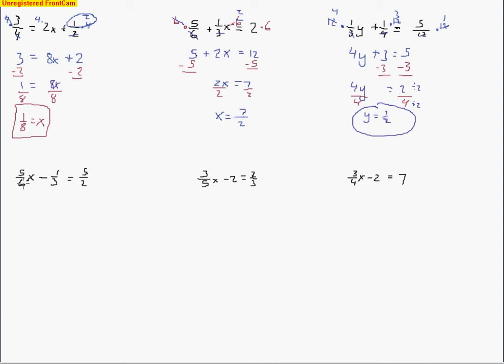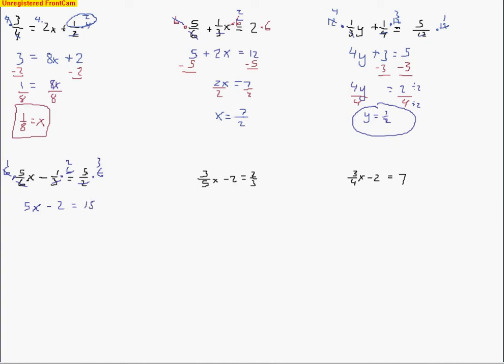And the same sort of thing on this next one. You've got a 6, a 3, and a 2. To cancel them all out, let's multiply by 6. So you see 6 goes into 6 1 time, 3 goes into 6 2 times, and 2 goes into 6 3 times. So go ahead and multiply across. I've got 5x minus 2, 2 times 1 makes 2, equals 15.